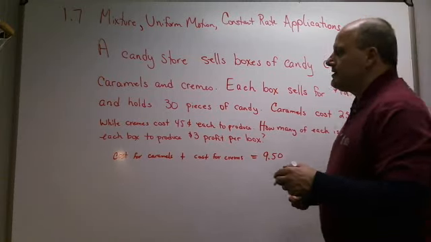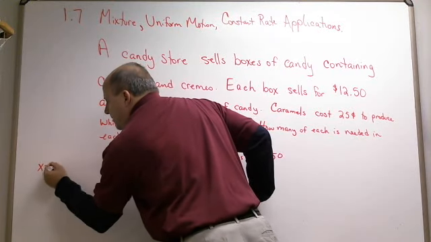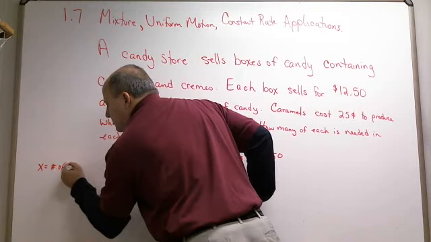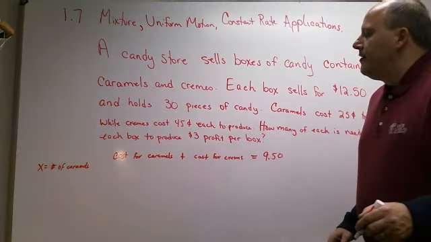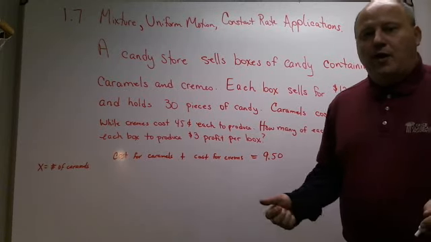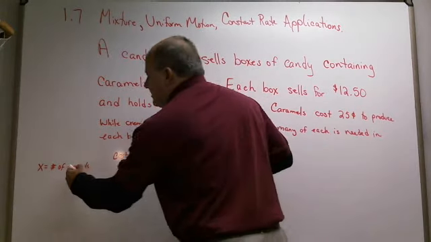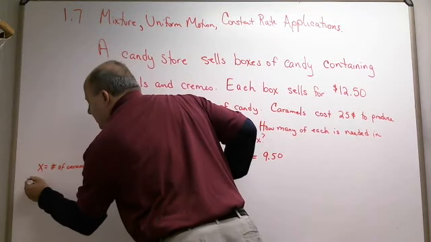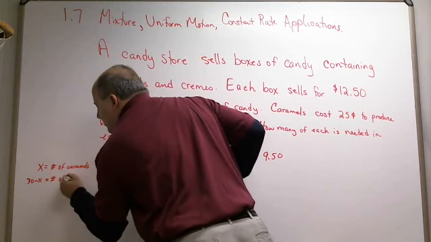So what I'm going to do is define my variable as x, and that's going to be the number of caramels per box. Now, you have 30 in the box altogether. So what is not a caramel must be a cream. So if you have x number of caramels, that means you have whatever's left, which is 30 minus x, and that is the number of creams.